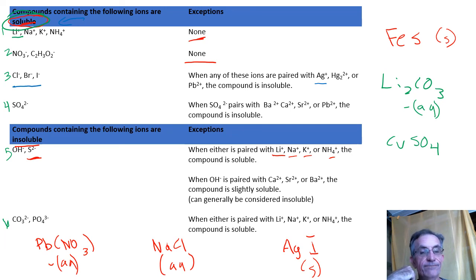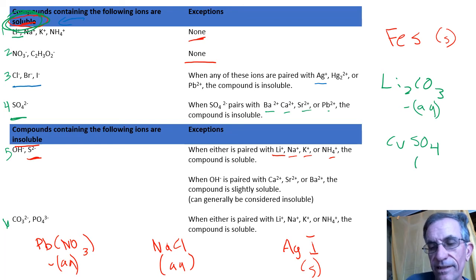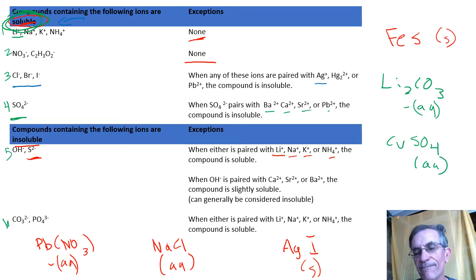Let's see. So, copper sulfate. There is a rule for sulfate. Things with sulfate dissolve. There are some exceptions. This is not one of them. So this thing is also aqueous. They're both aqueous. All right. So again, we're going to get some more practice using these rules when we start writing out reactions in a little bit.